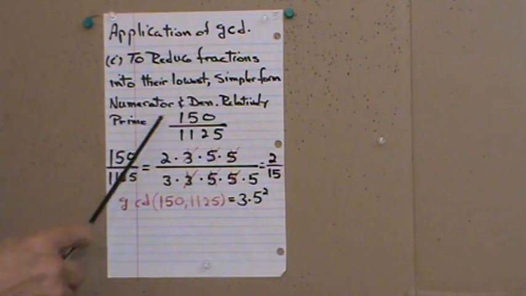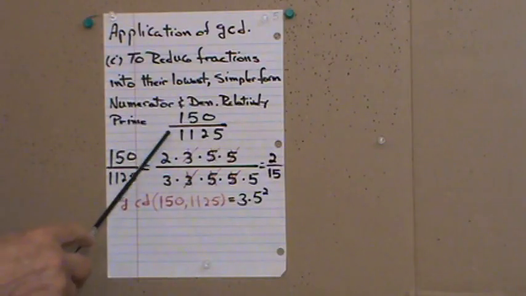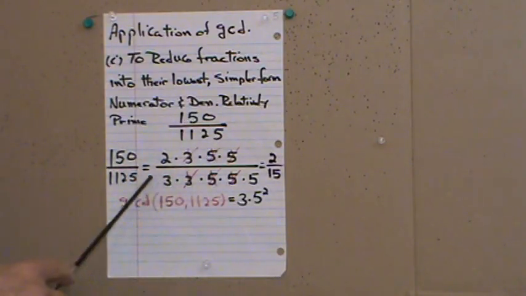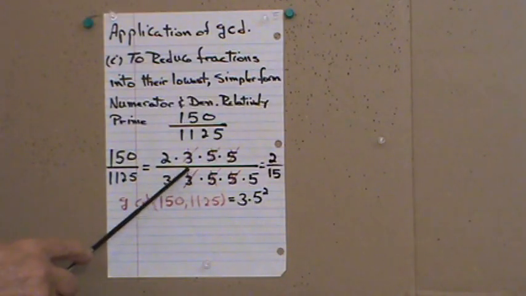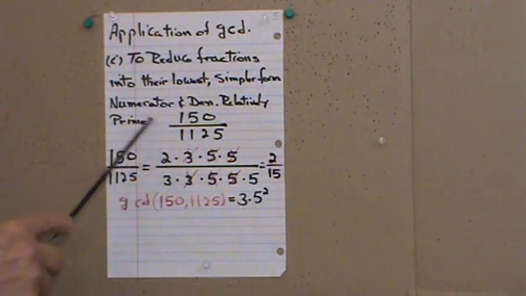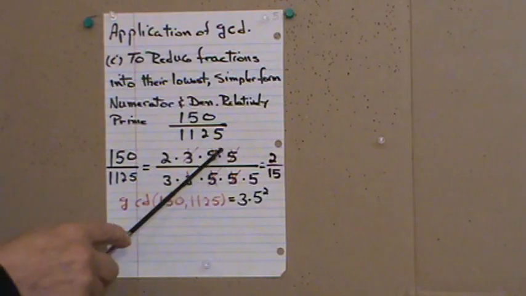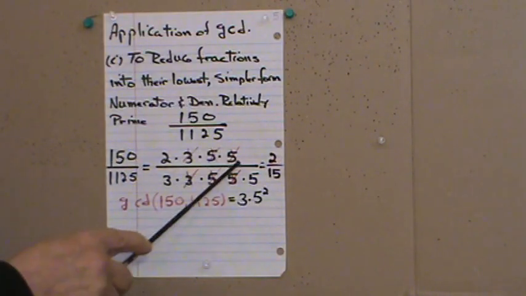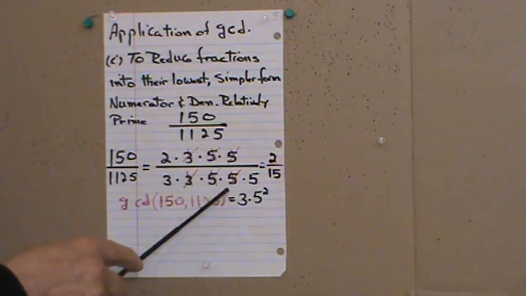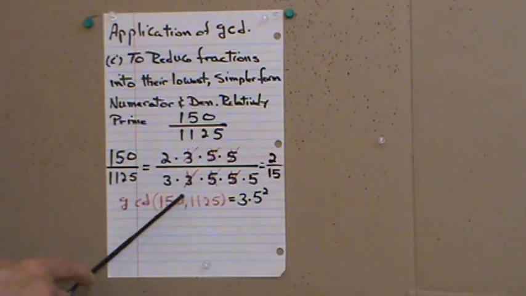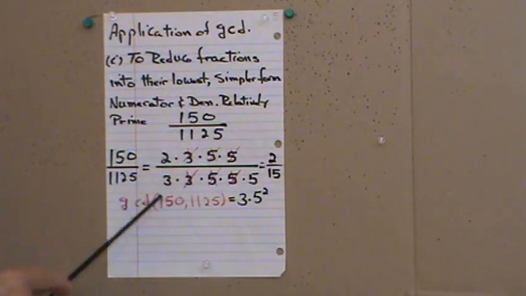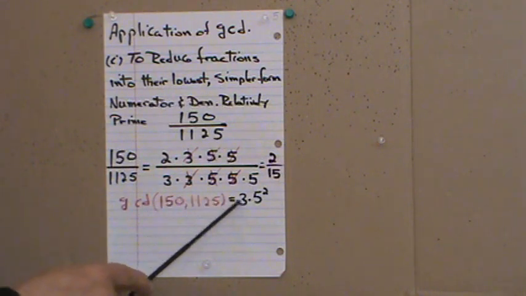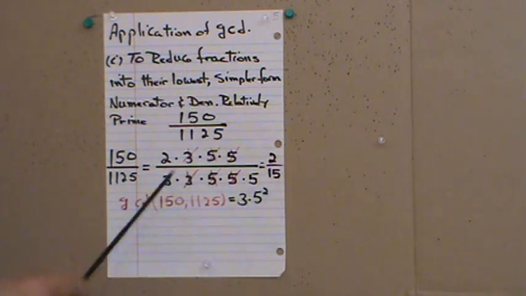Now I wrote the numerator in expanded prime factor form, and I wrote the denominator in expanded prime factor form. Do you see that? And now look at that one. They have 3 in common, I cross them, 5 in common, I cross them, another 5 in common. You see that? So they have 5 squared in common, and 3. So the greatest common divisor of both of them is 3 times 5 squared.